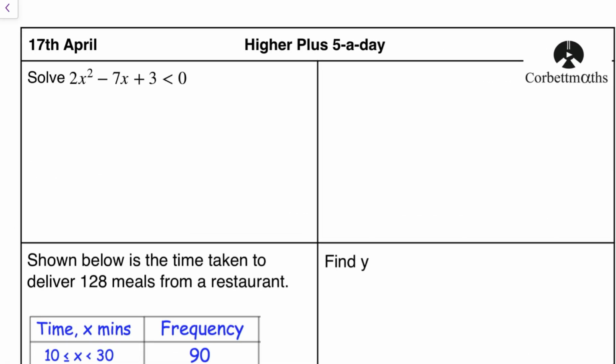Let's just go straight to the first one. Okay, now this one's not too bad. Again, it's a skill that we need to know. We need to practice it a few times, but it's an easy mark in the exam because you'll know what to do. I'm going to factorise this first of all.